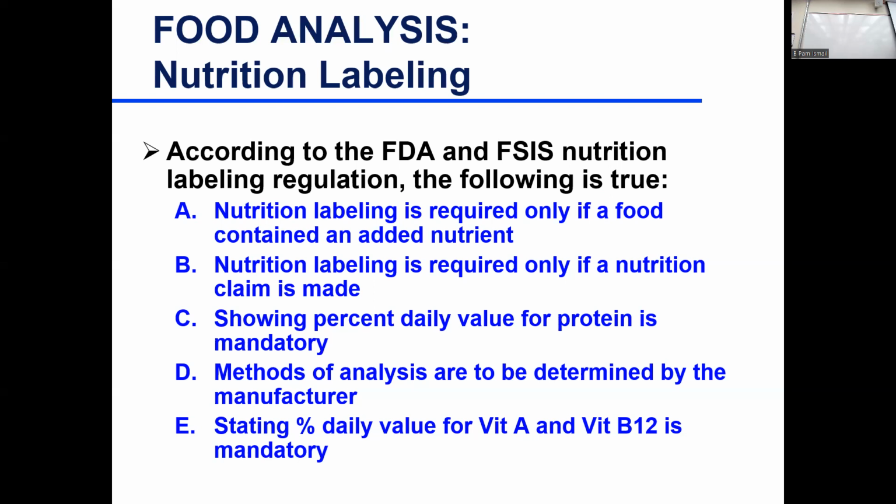Methods of analysis are to be determined by the manufacturer. It's determined by the FDA and FSIS. They dictate official methods of analysis that are needed to develop the nutrition labeling. Stating daily value of vitamin A and vitamin B12 is mandatory. No, it used to be only vitamin A and C, and now it's neither vitamin A nor C nor B12. It's vitamin D now. Okay, so none of this is true, and we will learn all of this as we go.